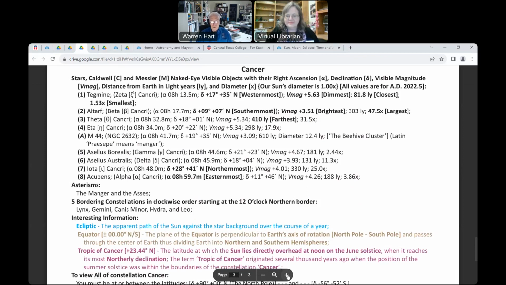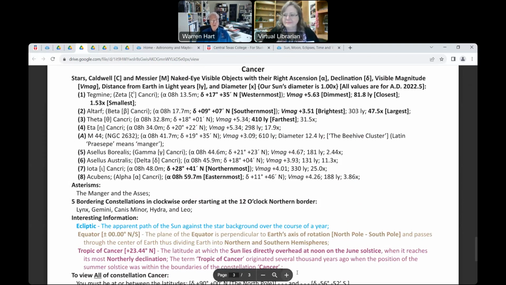And notice as you would read over there to the right, it's called the beehive cluster. It's like a bunch of little bees buzzing around there. But it's got a Latin name also. And notice the Latin name for the cluster is Praesepe. Praesepe. And in Latin, that's it. But in English, it means manger. And so this has been called, this would be the manger for Jesus Christ when he was in the crib that he was born in. So that's where we get it from here.